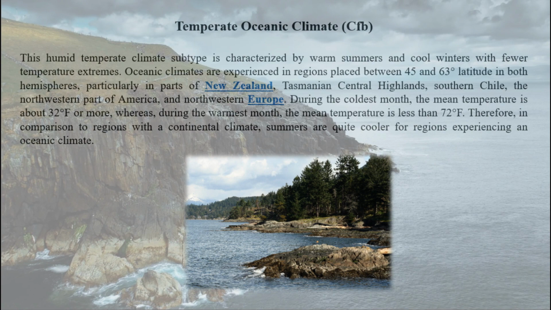Temperate oceanic climate, CFB. This humid temperate climate subtype is characterized by warm summers and cool winters with fewer temperature extremes. Oceanic climates are experienced in regions placed between 45 and 63 degrees latitude in both hemispheres, particularly in parts of New Zealand, Tasmanian Central Highlands, southern Chile, the northwestern part of America, and northwestern Europe. During the coldest month, the mean temperature is about 32 degrees Fahrenheit or more, whereas, during the warmest month, the mean temperature is less than 72 degrees Fahrenheit. Therefore, in comparison to regions with a continental climate, summers are quite cooler for regions experiencing an oceanic climate.